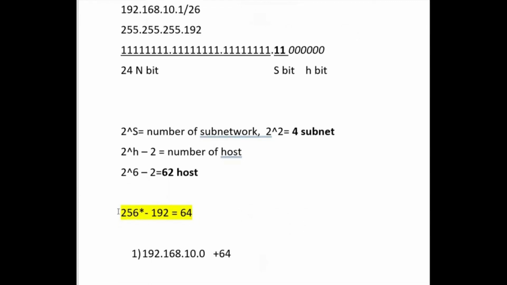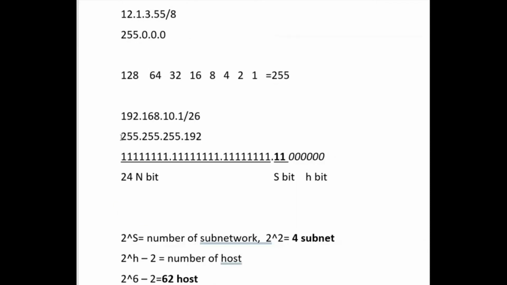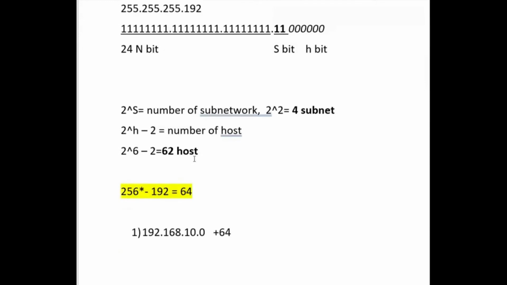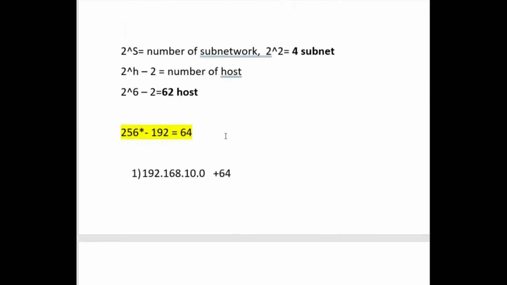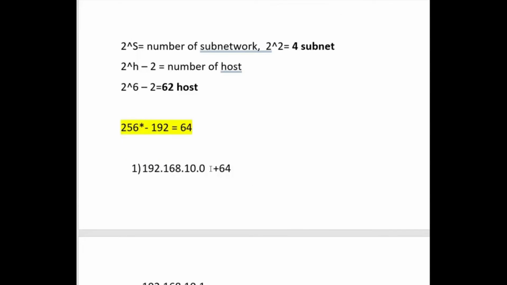So first, we take a number called 256. This is an imaginary number, kind of like a formula. As you can see, this is class C, but it doesn't follow the class C mask. It has some extra value, which is 192. That's what we call the interesting octet. So this 192, we subtract from 256 and get 64. We are trying to find the subnets. So the first subnet will always be 192.168.10.0.